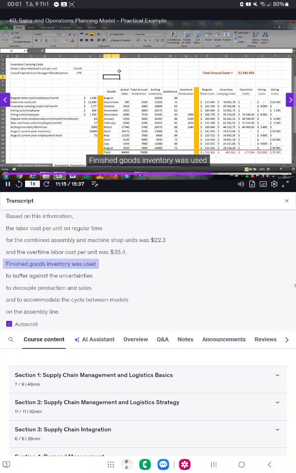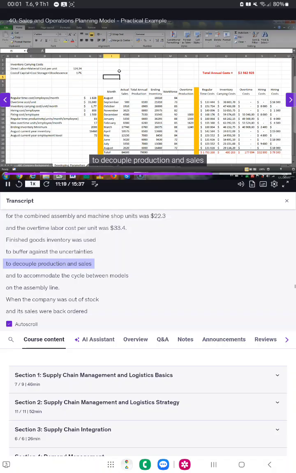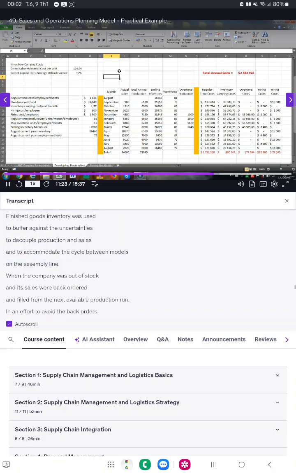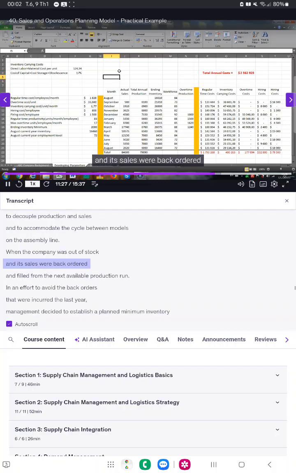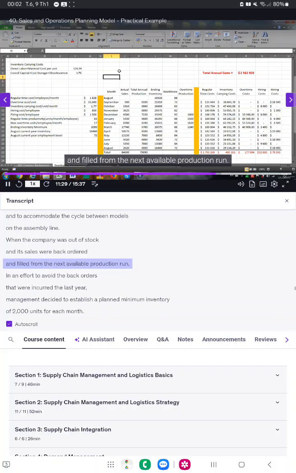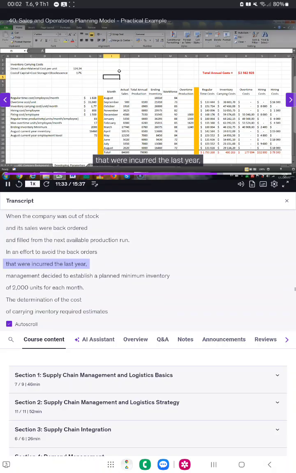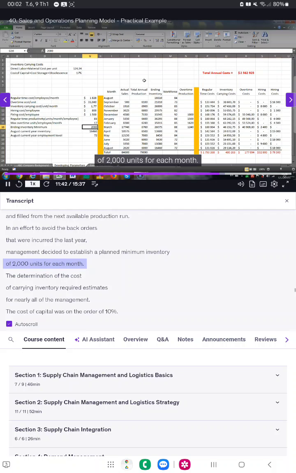Finished goods inventory was used to buffer against the uncertainties, to decouple production and sales, and to accommodate the cycle between models on the assembly line. When the company was out of stock, any sales were back-ordered and filled from the next available production run. In an effort to avoid the back orders that were incurred last year, the management decided to establish a plant minimum inventory of 2,000 units for each month.